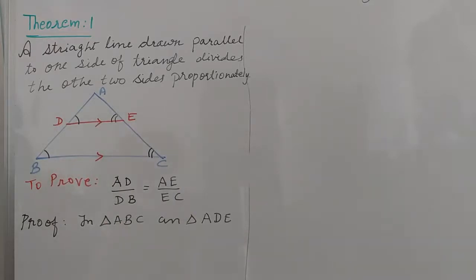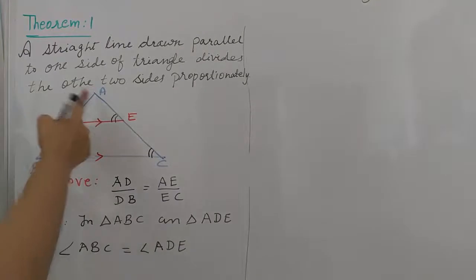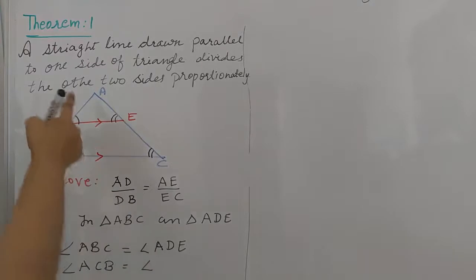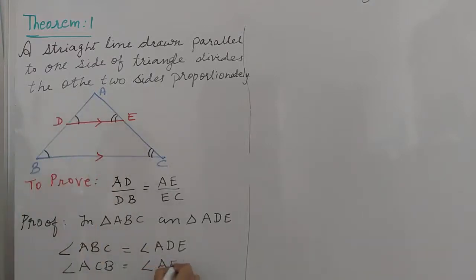Again they form corresponding angles. So I am writing angle ABC equal to angle ADE. Another is angle ACB equal to angle AED. The reason is they form corresponding angles, as the two sides are parallel, given to us.